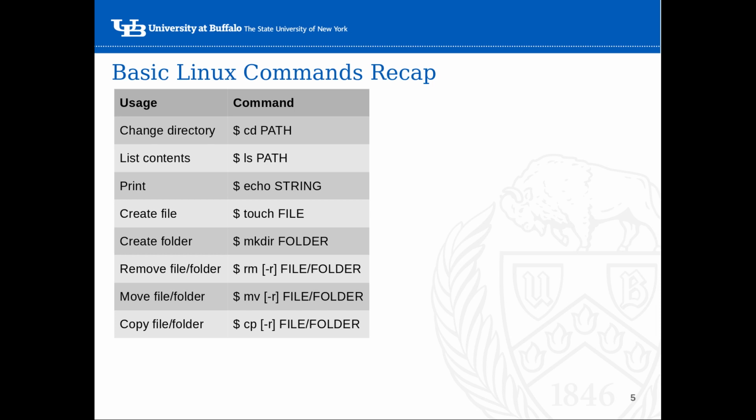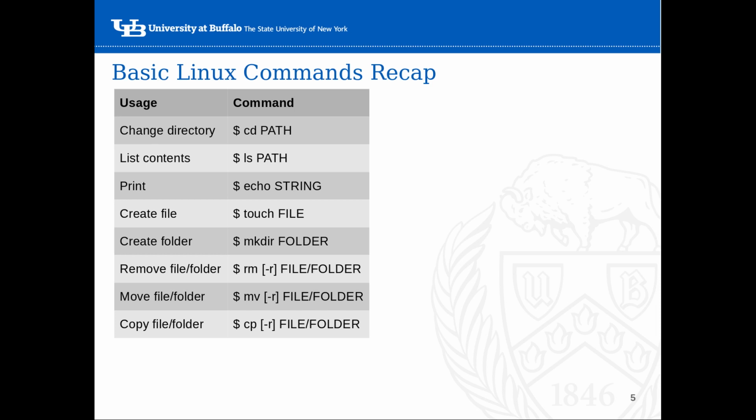Third is print. Using echo, you can print a string or the value of a variable. Next is how to create a file: you use touch. To create a folder, you use mkdir, make directory. To remove files and folders, simply use rm. If you want to remove a folder, you add one more option, -r. If you just want to remove files, you do not type that. You can also move and copy files and folders, and it's always the same idea. This is a recap of what we did in the last session.